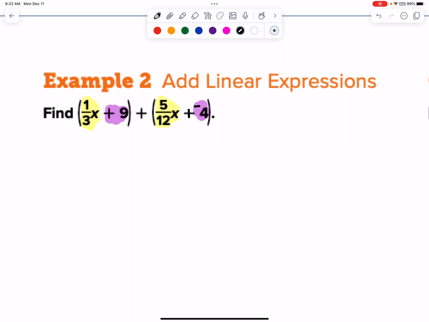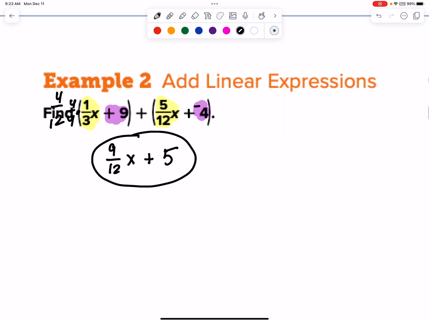Okay, so let's go ahead and add them together. Of course, adding thirds and twelfths, I have to have common denominators. So I'm going to change that real quick and multiply by 4 over 4, and so we end up with 4 twelfths. Let's add 4 twelfths and 5 twelfths x. That puts us at 9 twelfths x plus 9 plus a negative 4, different sign subtract, is 5. Okay, and there we go. We have 9 twelfths x plus 5.